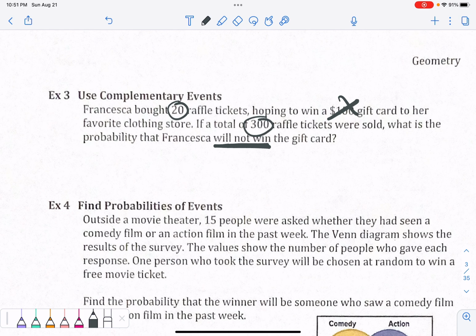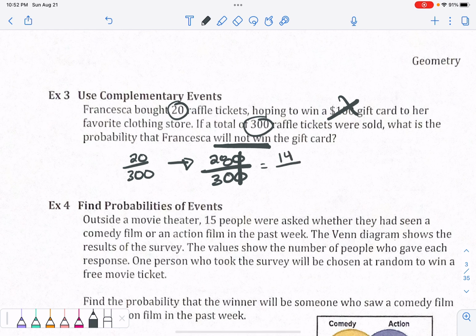Okay, so if there's 300 tickets total, and 20 of them are hers, that is her chance of winning. She has a 20 out of 300 chance of winning, which means that there are 280 tickets that are not hers, right? So this is her chance of not winning, okay? But let's reduce. Let's divide everything by 10. Then we have 28 over 30, and I can divide that by 2, which becomes 14 over 15. And that's my chance that she will not win: 14 out of 15, okay? Pretty easy. Not too bad.